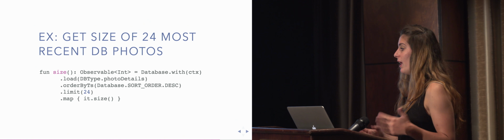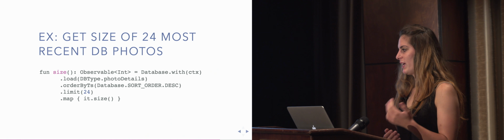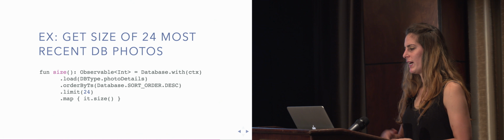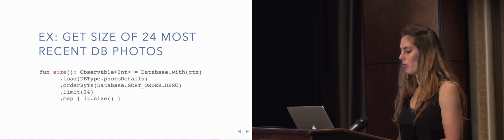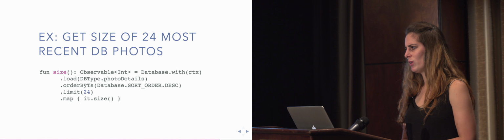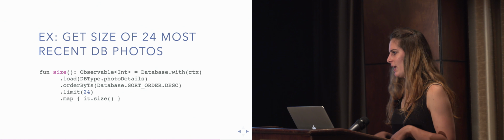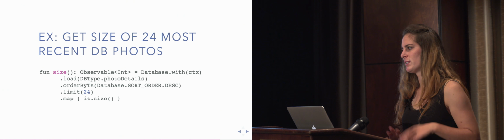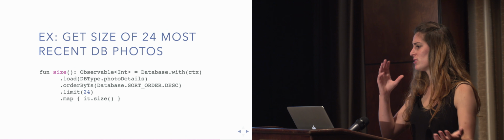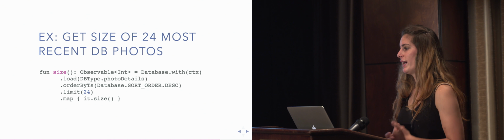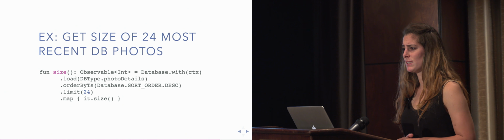You can do things like, I used to work for a photo sharing app and we had a bunch of photos stored in our DB. So one case that we use, this is a pared down example of it, is I would get my database with the context and I would say, hey, load up some photo details for me. I really care about the most recent ones though, so can you order those by timestamp for me? And then, oh, by the way, I can't deal with that many at once, so just give me like the last 24. That's all I really care about. And then maybe all I care about is the size of those photos. I want to do something with the UI, who knows? So then that last line just says, hey, instead of photo details, just give me the size of the photo. Map it to its size.